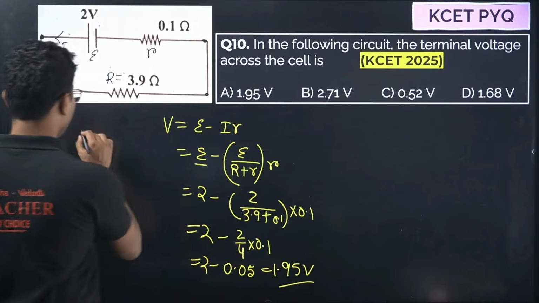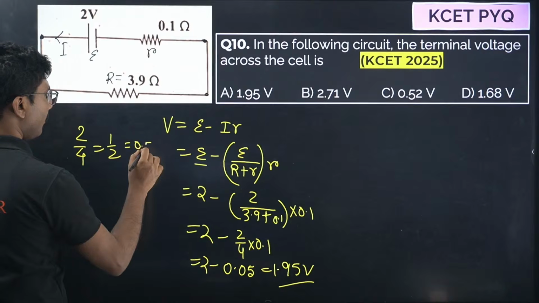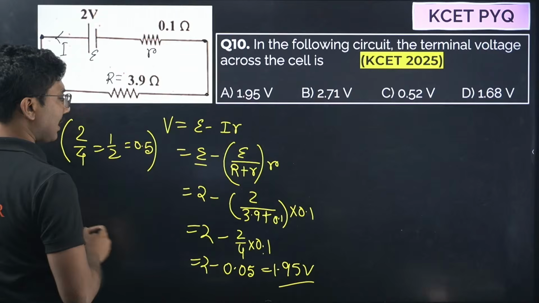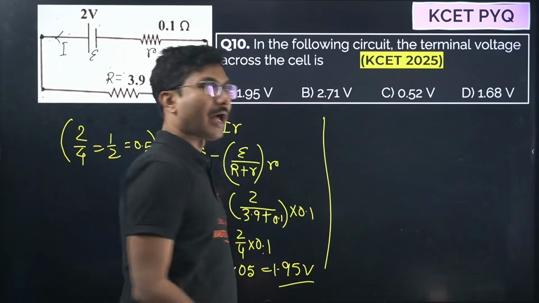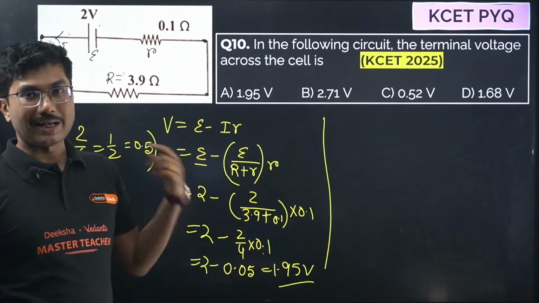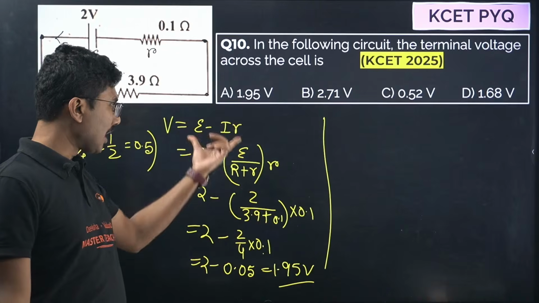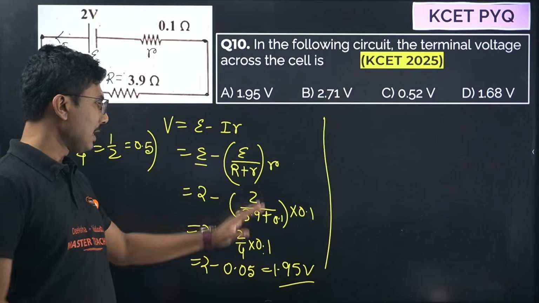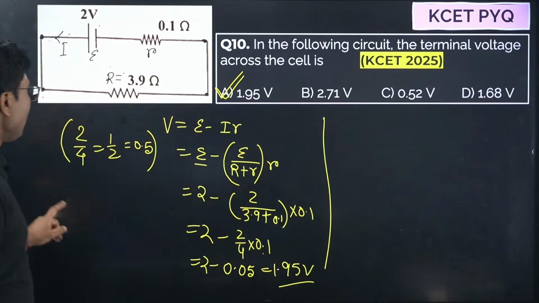So 2 by 4 is half, and half means 0.5, and there is one more 0.1 multiplied, so 0.5 multiplied by 0.1 will be 0.05. This kind of calculation tricks you have to master. If you want to solve KCET questions quickly, you have to master this kind of calculations very quickly. Even if I am solving it, I will start from this equation. I will even skip these 2 equations. I will directly start from this equation and directly answer the question, that is option A, 1.95 volt.